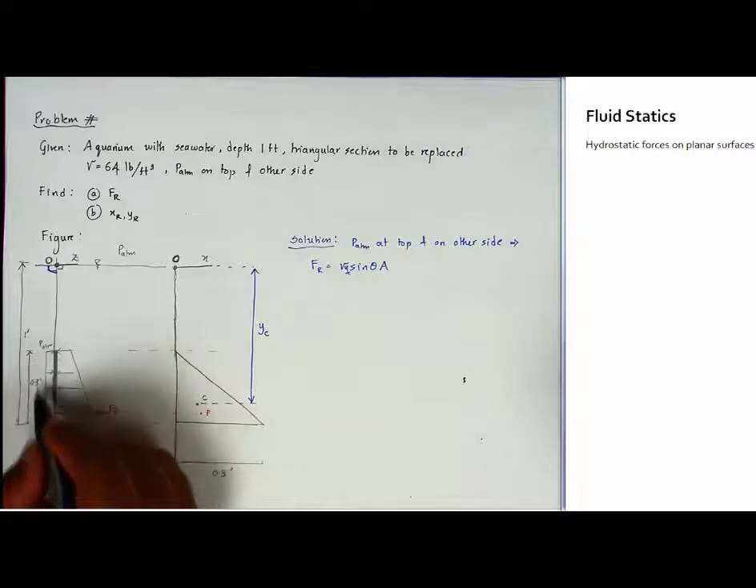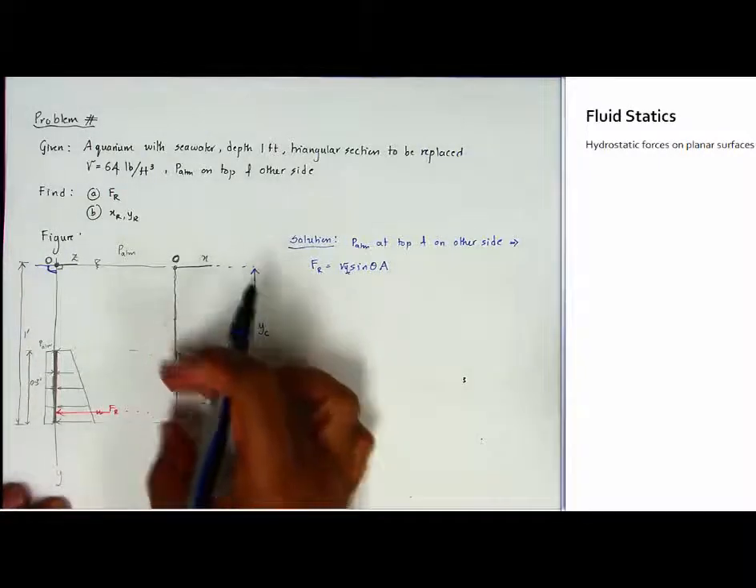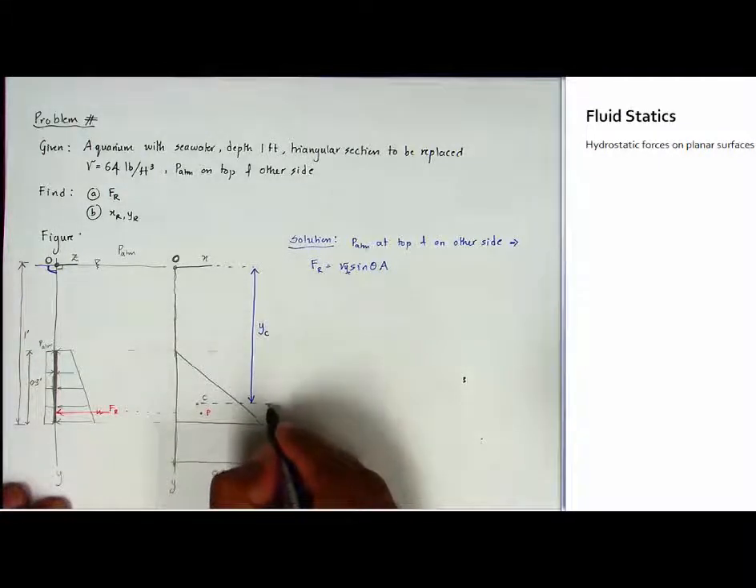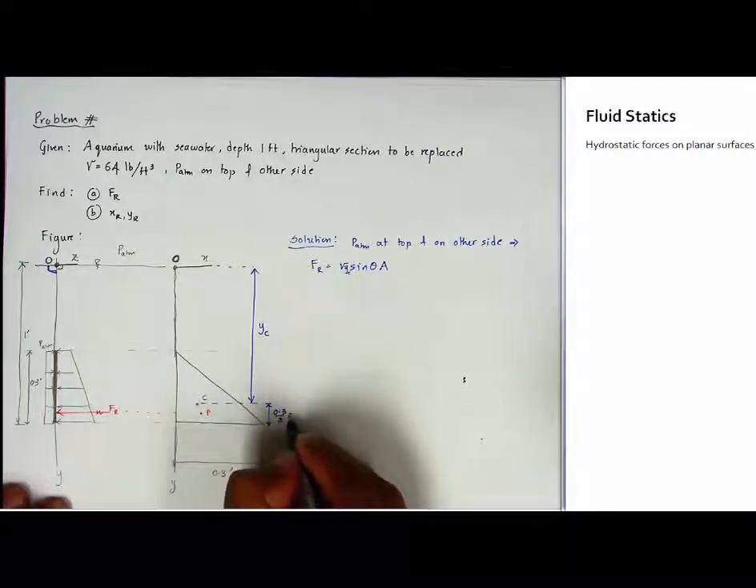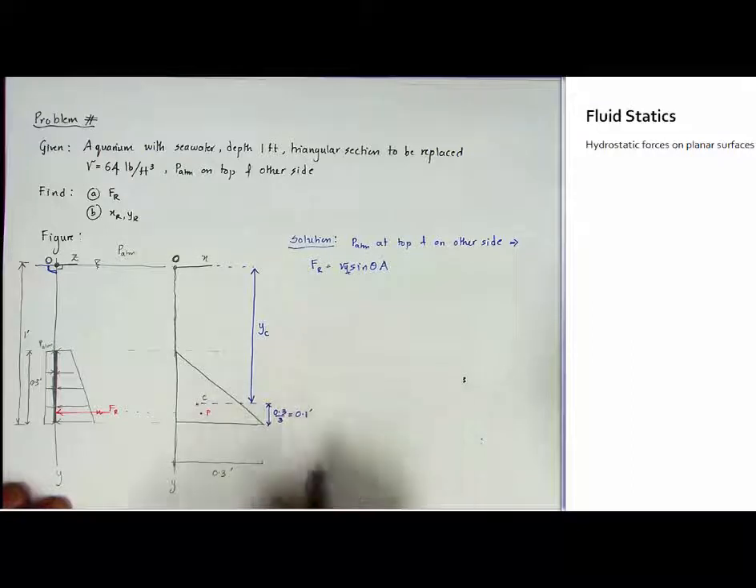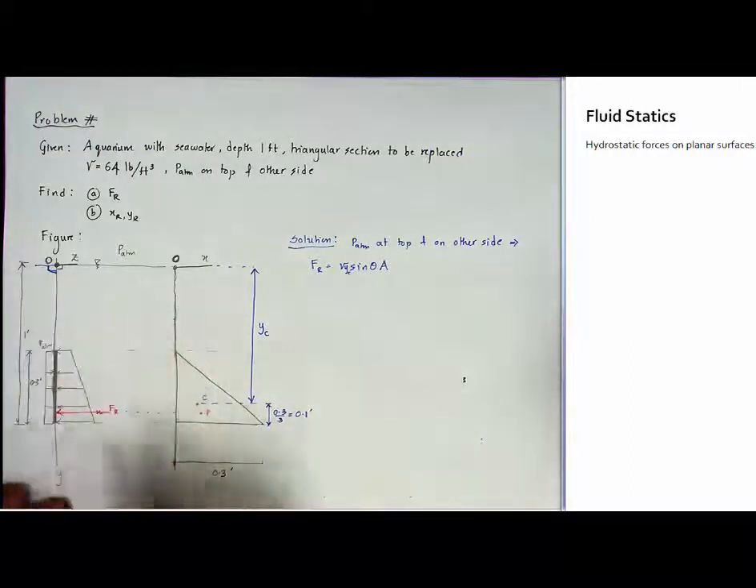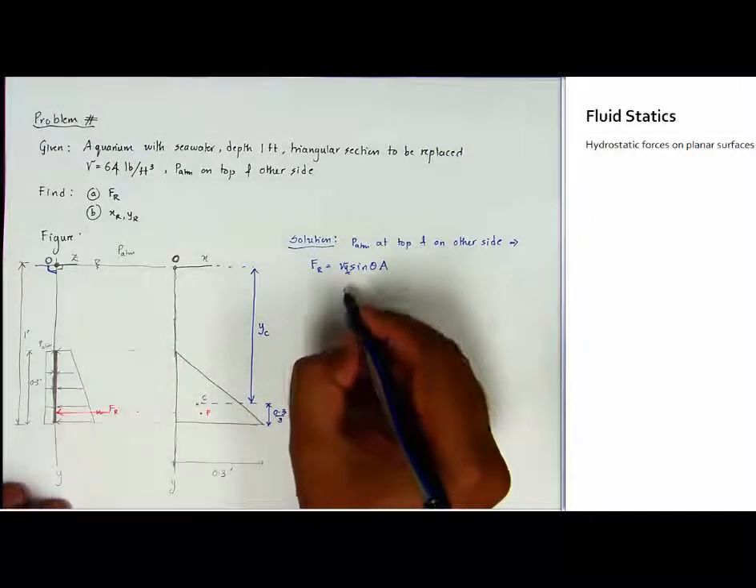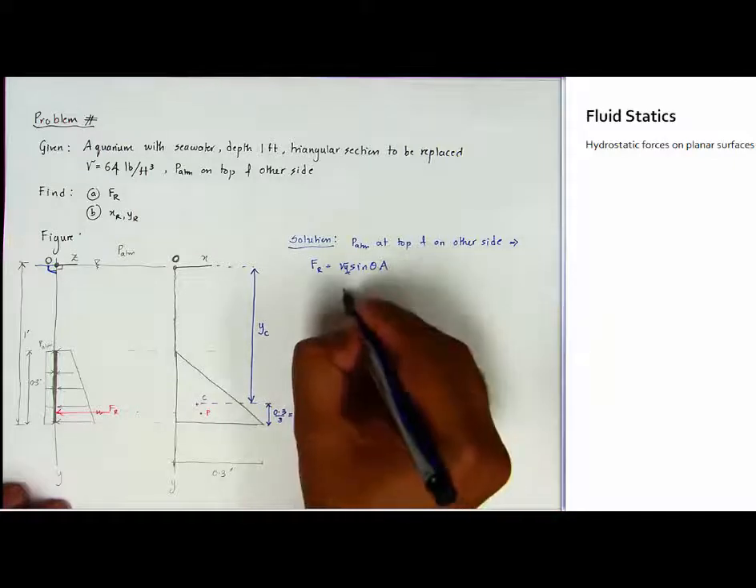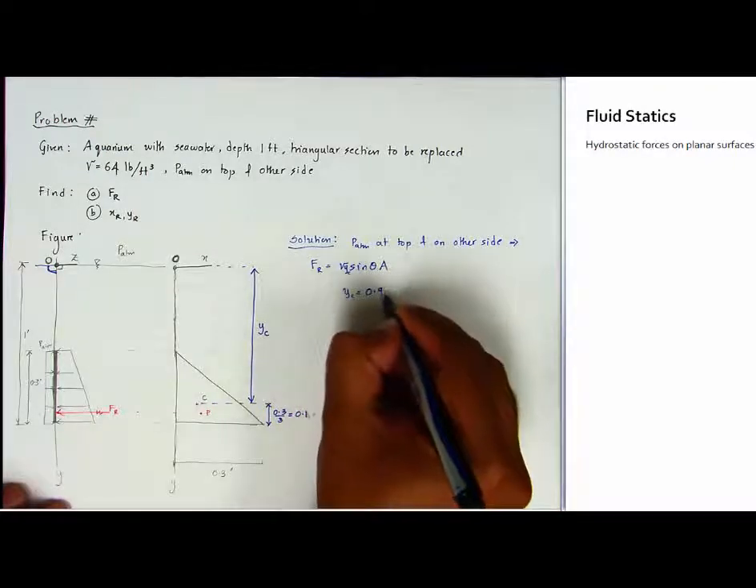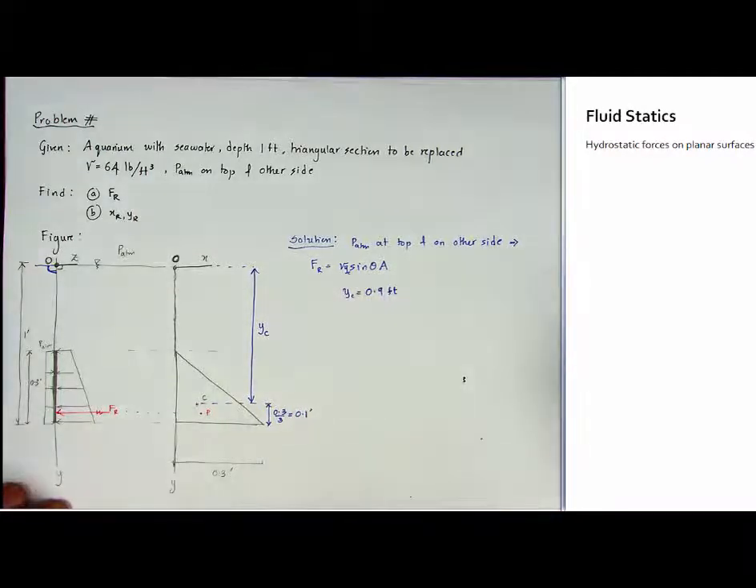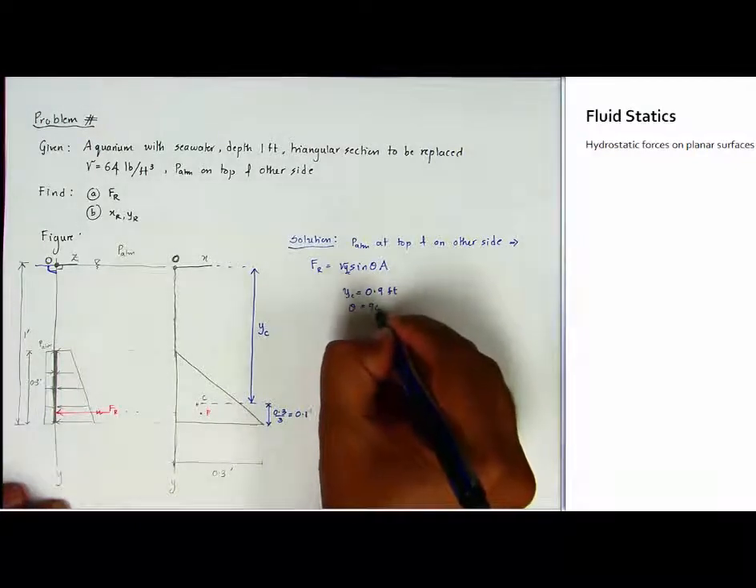The centroid is always a third of the side from the base. So this whole thing is 0.3 feet. A third of that is going to be 0.3 by 3, which is 0.1 feet. So YC is nothing but 1 minus 0.1. So YC is 0.9 feet. Theta, of course, is 90 degrees.